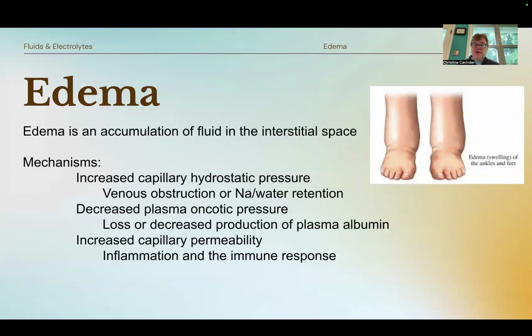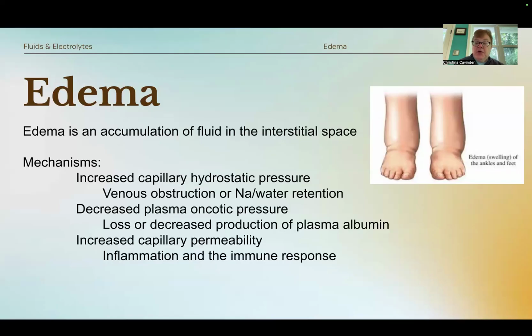So, decreased plasma oncotic pressure. This is a loss or decreased production of plasma albumin. Albumin is very, very important in the blood. A lot of things attach to albumin and then are excreted from the body through the use of albumin. So albumin keeps our oncotic pressure at a certain amount in the blood. It increases the solute concentration and that will pull water into the blood. Well, if we don't have albumin for whatever reason, we have a lack of solutes and therefore the water is moving out to the tissue.